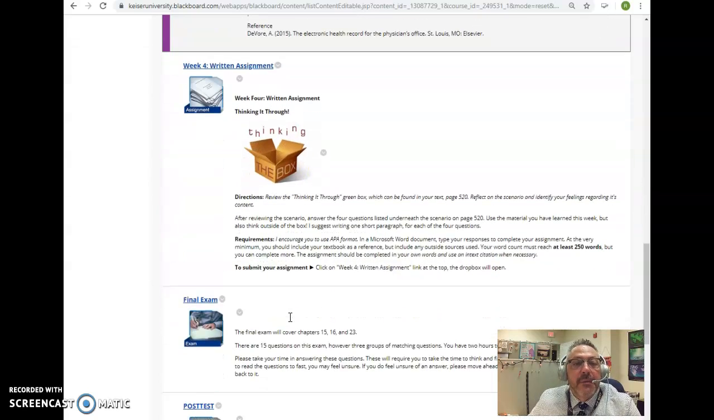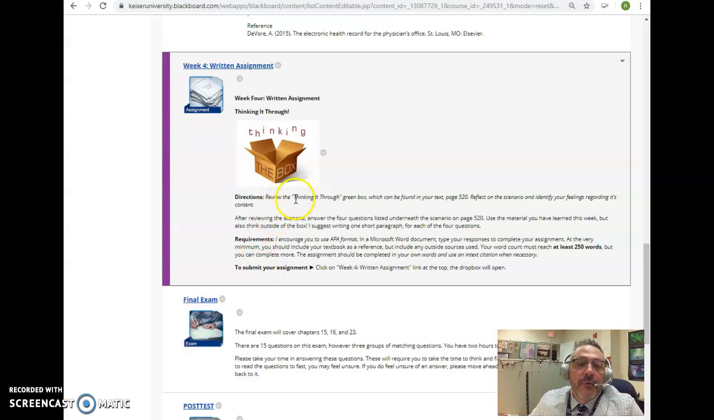Then you have a written assignment this week. Review the Thinking It Through green box, which can be found in your text, page 520. Reflect on the scenario and identify your feelings regarding its content. After reviewing this scenario, answer the 4 questions listed underneath the scenario on page 520. Use the material you have learned this week, but also think outside the box. I suggest writing 1 short paragraph for each of the 4 questions that you're answering.